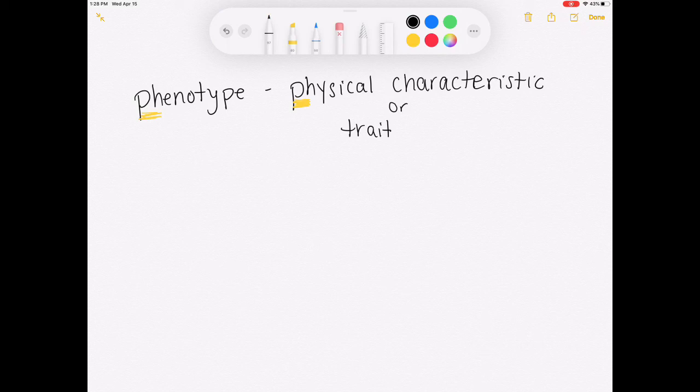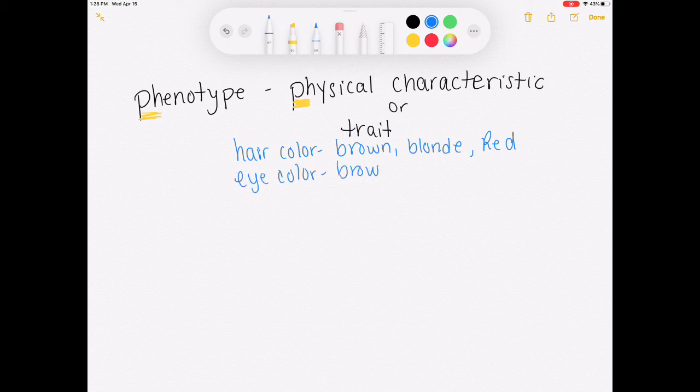What do I mean by physical characteristic? I mean your hair color. If I actually say brown hair, blonde hair, red hair, that would be your phenotype. If I said eye color, the actual color of your eyes, brown, blue, green. If I said height, tall, short, these are your phenotypes, the actual words that describe the trait you have.